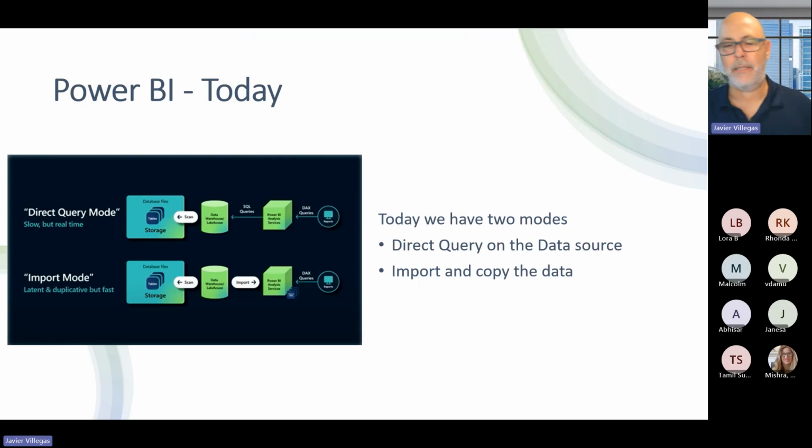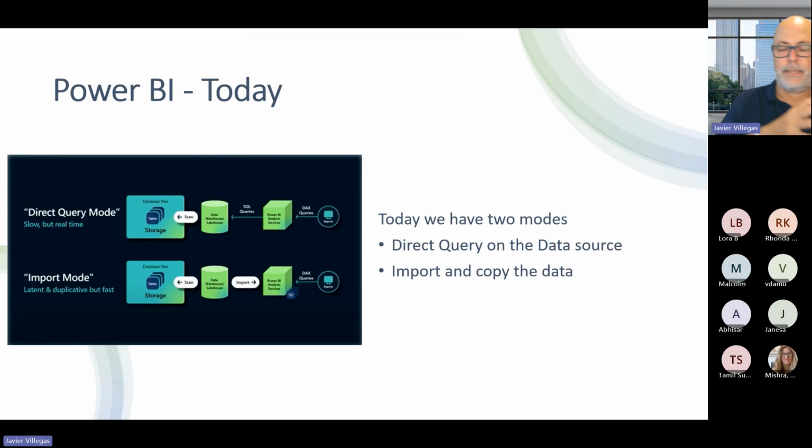Each of them has pros and cons. Direct query mode basically gives us the possibility that from Power BI, we go directly to the source to do the query and retrieve the output to present in the dashboard. The pro is that you get the data in real time. The con is that it takes some time, so the performance is not the best if you go through all those layers to get to the source.